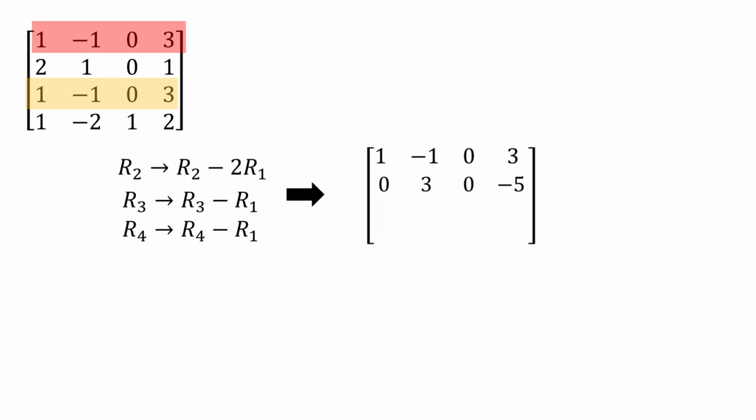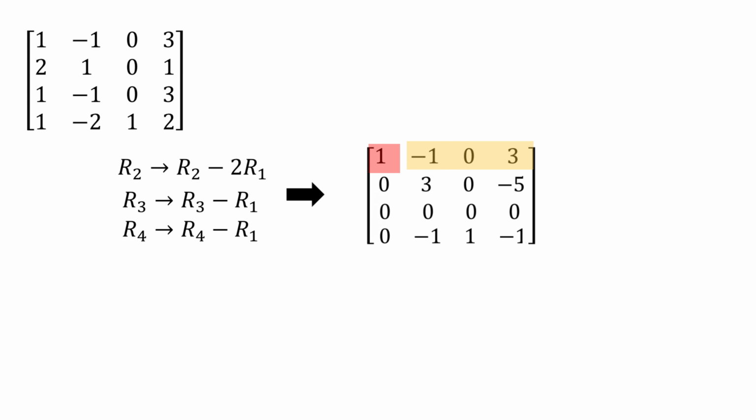We are subtracting first row from the third row. So we get 1 minus 1, minus 1 plus 1, 0 minus 0, 3 minus 3. Fourth row minus first row, we get 1 minus 1, minus 2 plus 1, 1 minus 0, 2 minus 3. The next step is to make these elements as zeros using C1. So the operations will be changing C2 as C2 plus C1. This element is already 0. C4 as C4 minus 3C1.